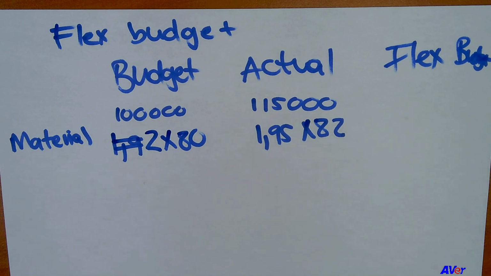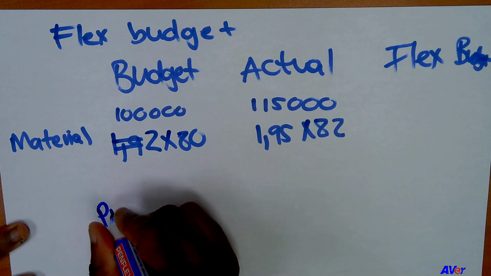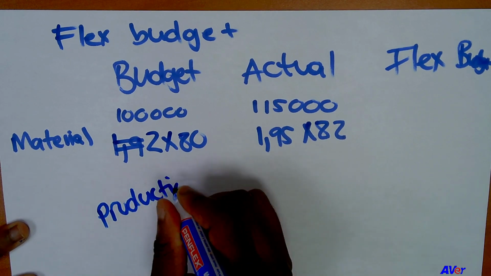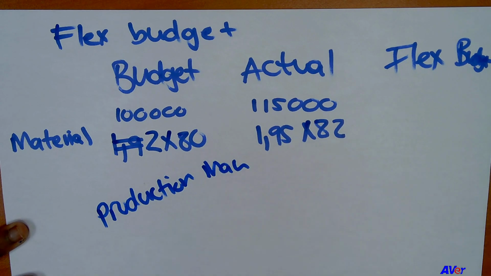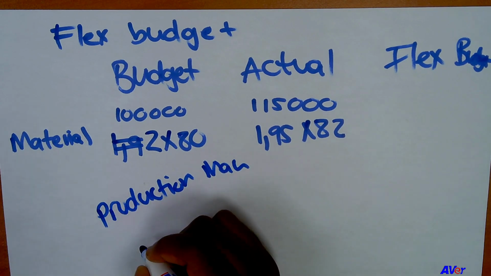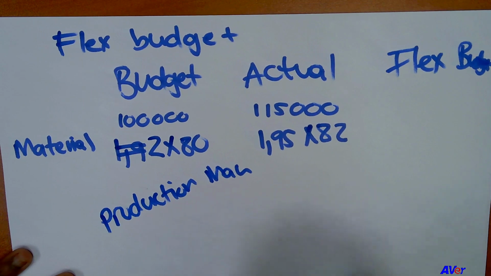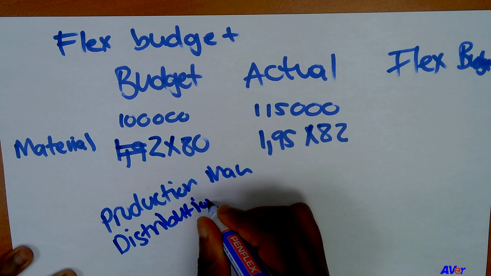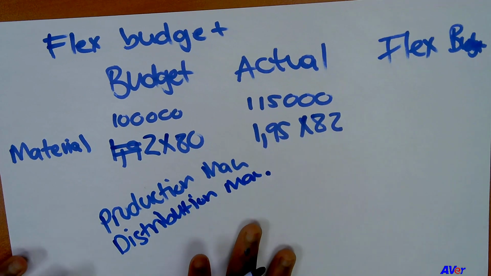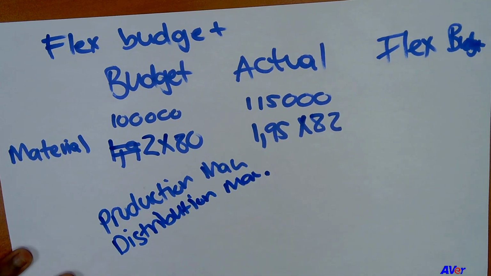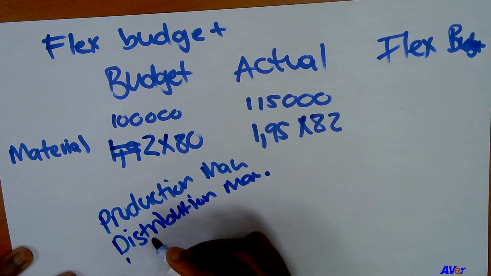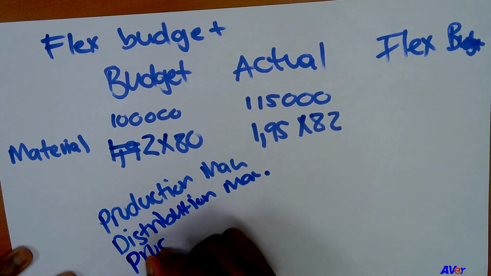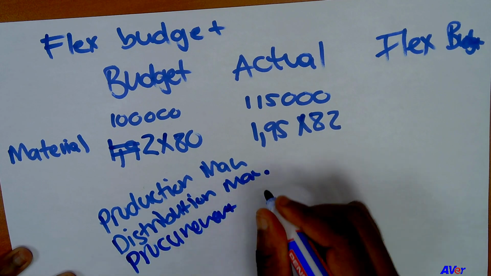So let me give you a business scenario. In a big company, we have different people doing different things. We could have what we call a production manager. We could have a distribution manager, who just goes and sells what we have. That's a manager. And then the other one is that we could have someone who buys the goods for us, so it's procurement. So a procurement manager.